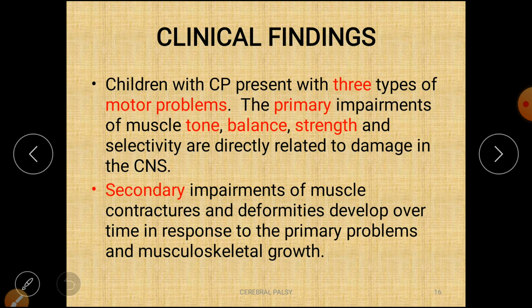Now the clinical findings. Children with cerebral palsy present with 3 types of motor problems. First, primary impairments are muscle tone, balance and strength. Tone is affected, balance is affected, and strength and selectivity are directly related to damage in the CNS. These are the major impairments. Secondary impairments are muscle contractures and deformity, which develop over time in response to primary problems, and musculoskeletal growth is affected. So if a child shows these symptoms, the primary impairments, you have to consult a physician and diagnose this child as CP.